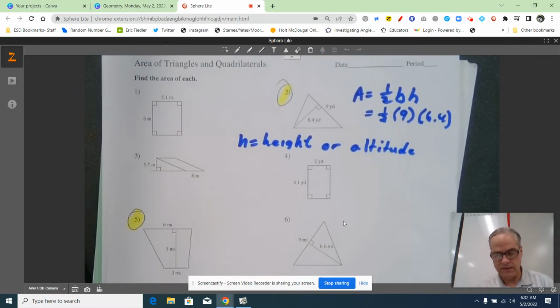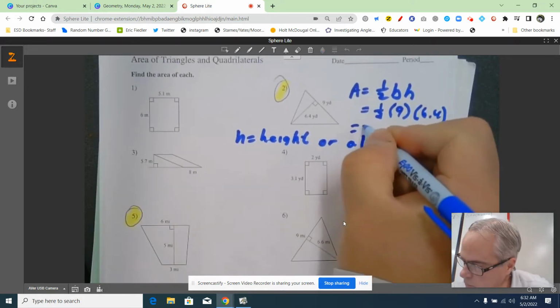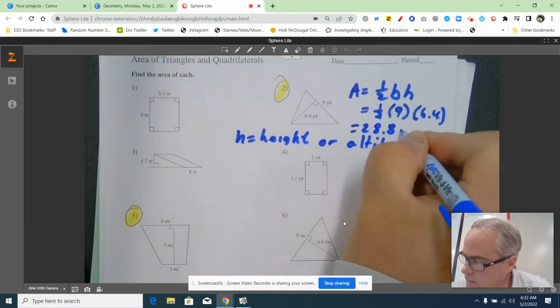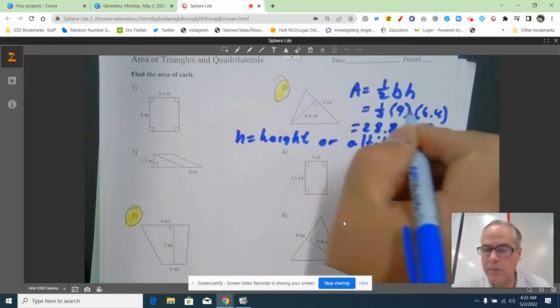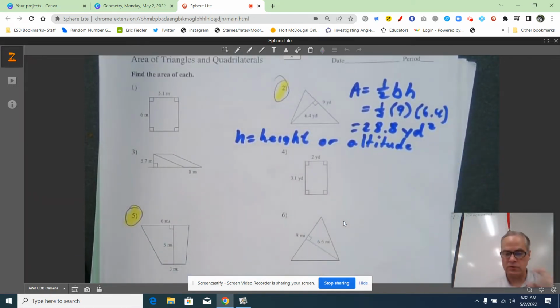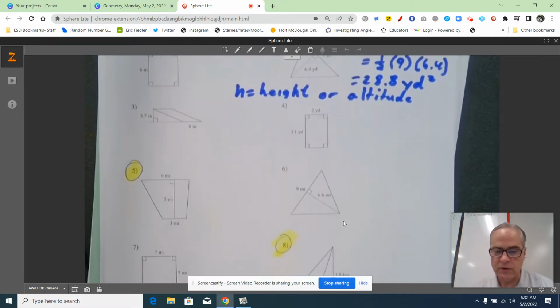0.5 times 9 times 6.4, and I get 28.8. So 28.8 square yards. And remember, you got to have that little square on there because it means how many little 1 yard by 1 yard squares fit inside of that figure. Okay, so now let's go to another triangle.